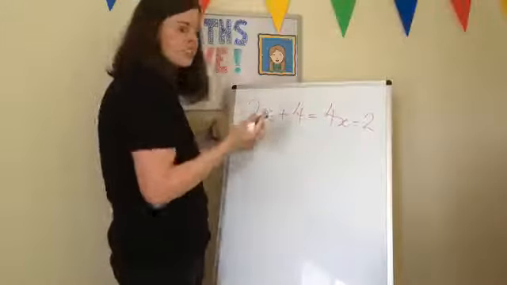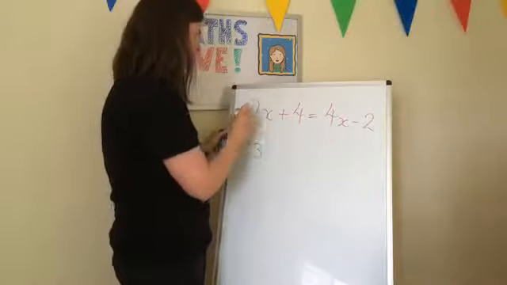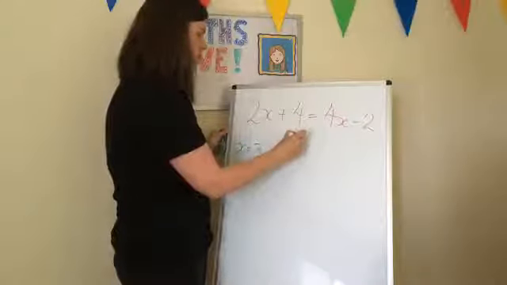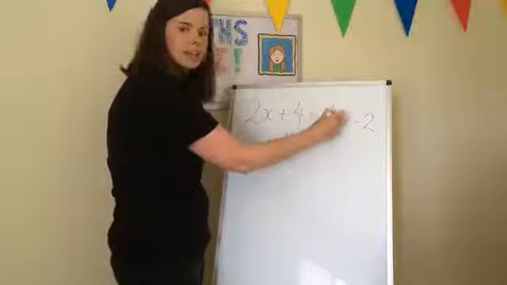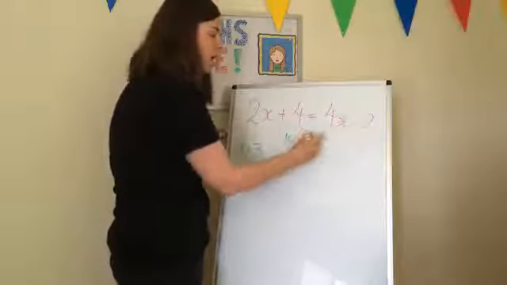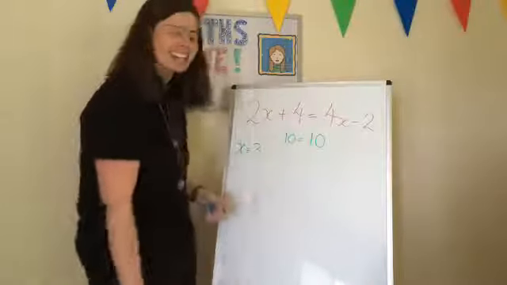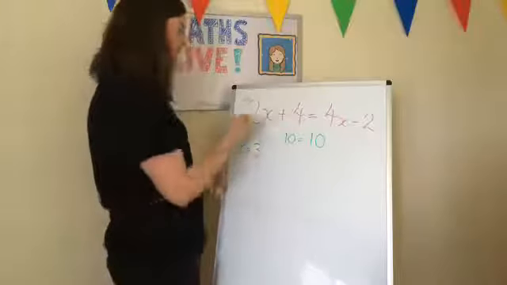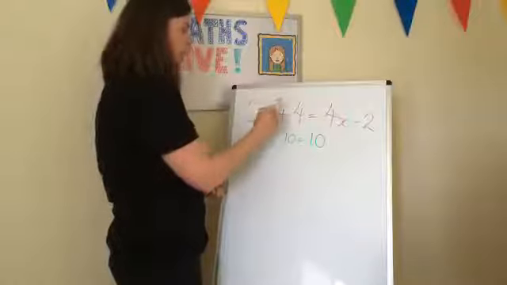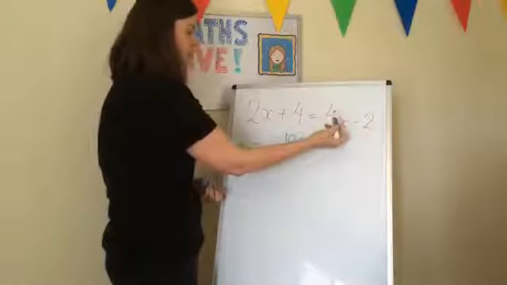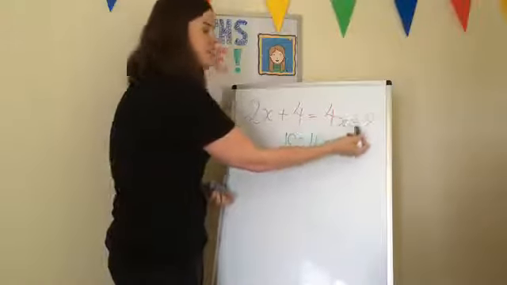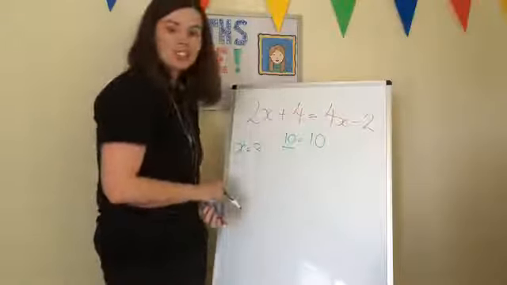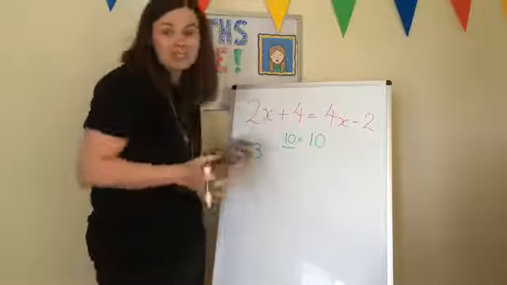Let's try x is 3. So 2 times 3 is 6, plus 4 is 10. 4 times 3 is 12, take away 2 is 10. So just by playing there, I found that x is 3. 2 times 3 is 6, plus 4 is 10, and 4 times 3 is 12, take away 2 is 10. So I have found the answer to that equation because I played with x, okay?